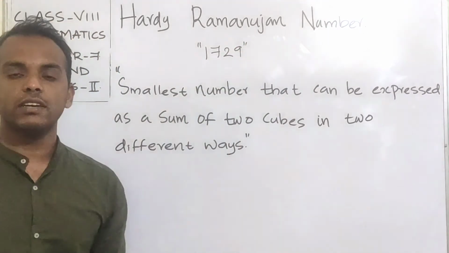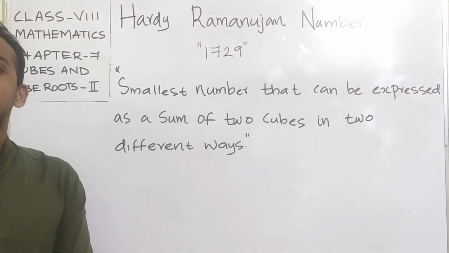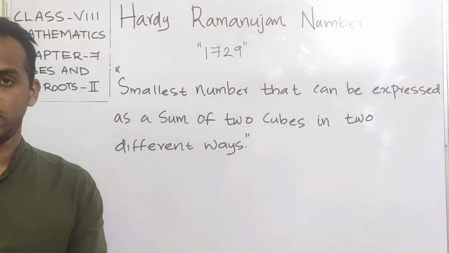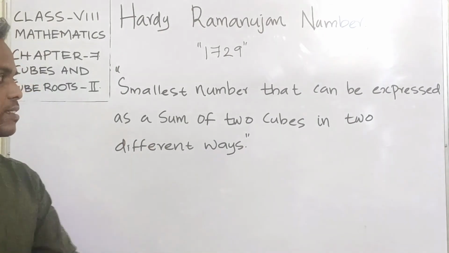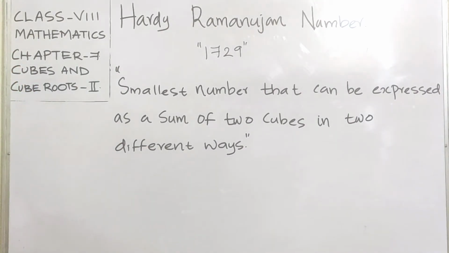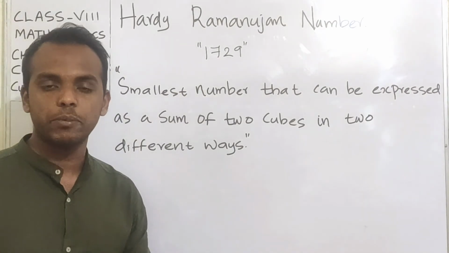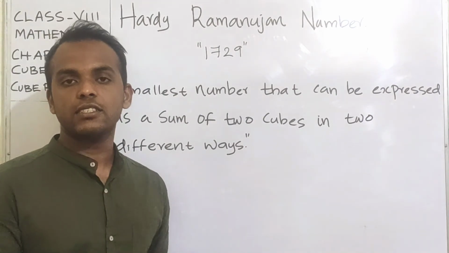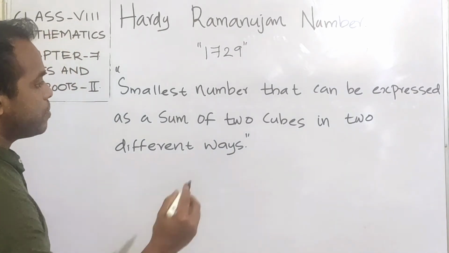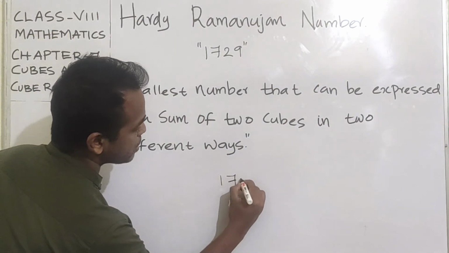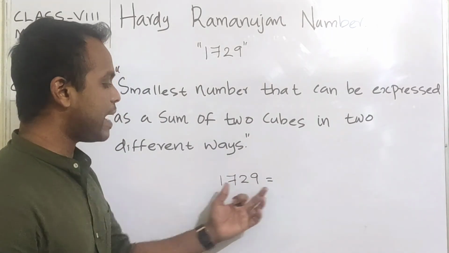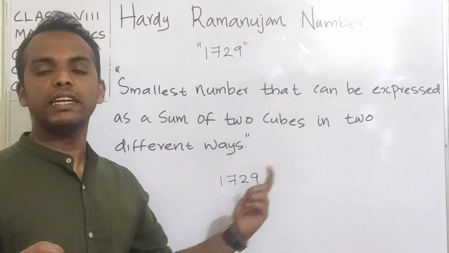This 1729 can be written as the sum of cubes of two numbers, not once but twice, with two different pairs of cubes. I will demonstrate that using an example. Now, whatever we have learned in our class was about cubes, and the chapter was cubes and cube roots. In that, we just saw how to find a cube, so we are using that concept here. Take the number 1729. Ramanujan, in his mind, calculated this as the sum of cubes of two different pairs of numbers.